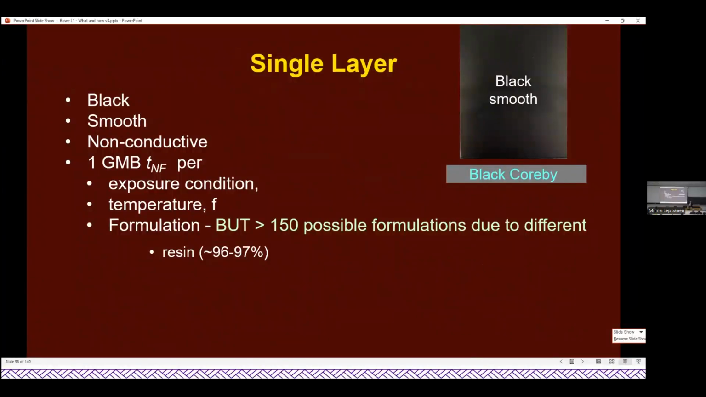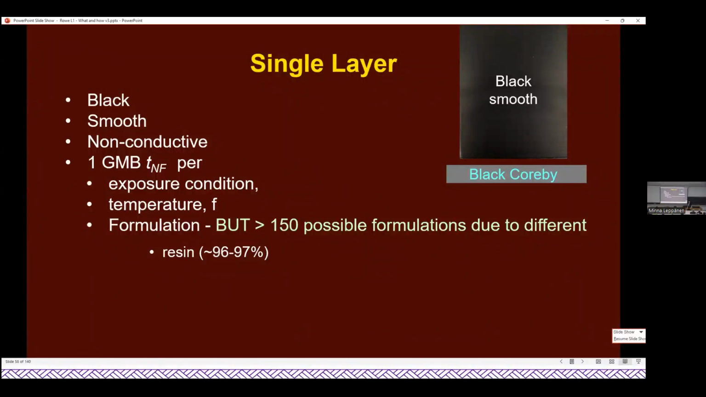Now, it's very easy to think that I have a piece of black plastic and I have another piece of black plastic and they're the same thickness. They're the same. They look at the spec sheet. They both meet GRI GM13, an international standard. They're black, smooth, non-conductive, but they're not the same in most cases.